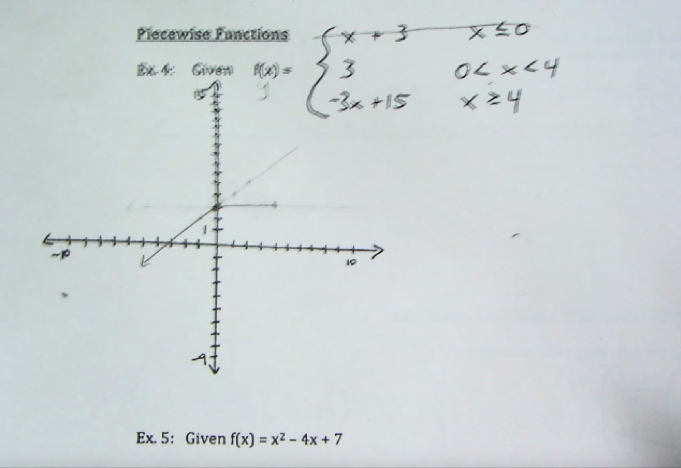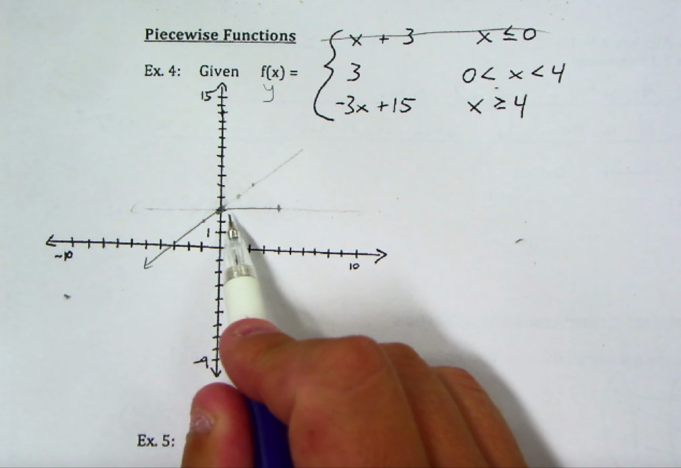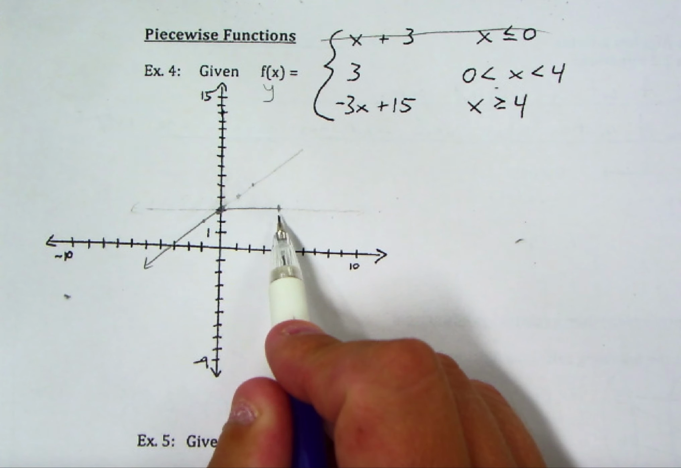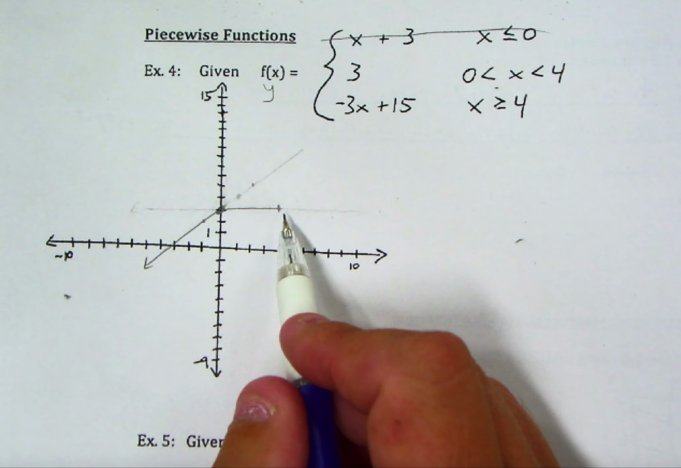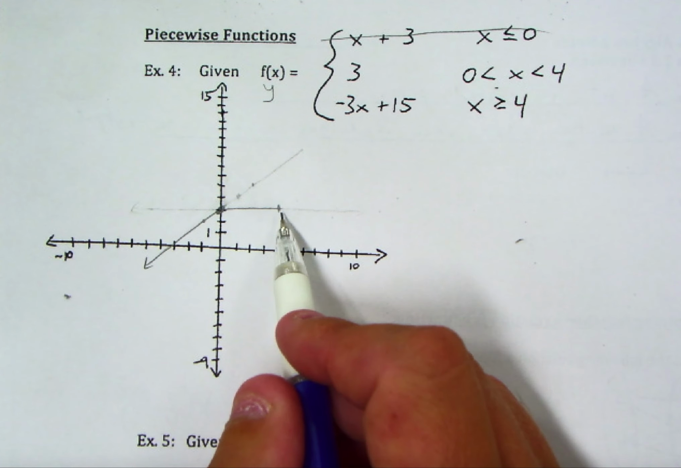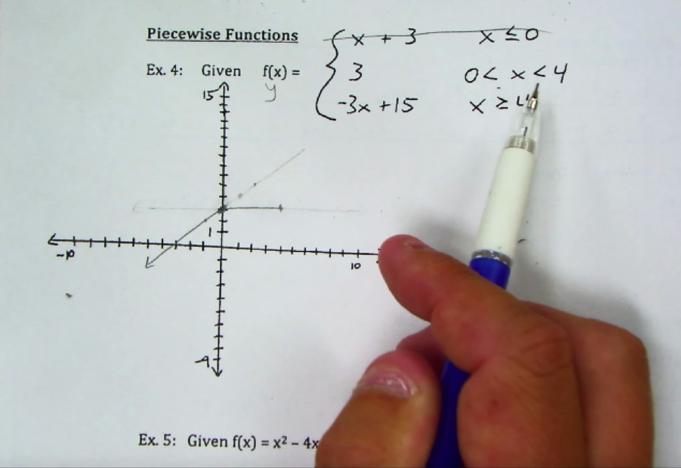That should be even less dark than it is. Now, here's the deal. If we have a line segment that ends, we either need to put an open circle or a closed circle. We have to bookend it. We have to mark it, is it included or not included? And this is where it's either equal to or not equal to.